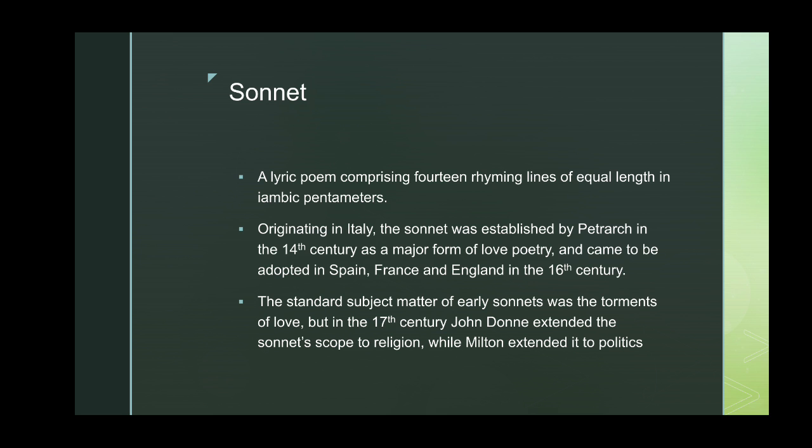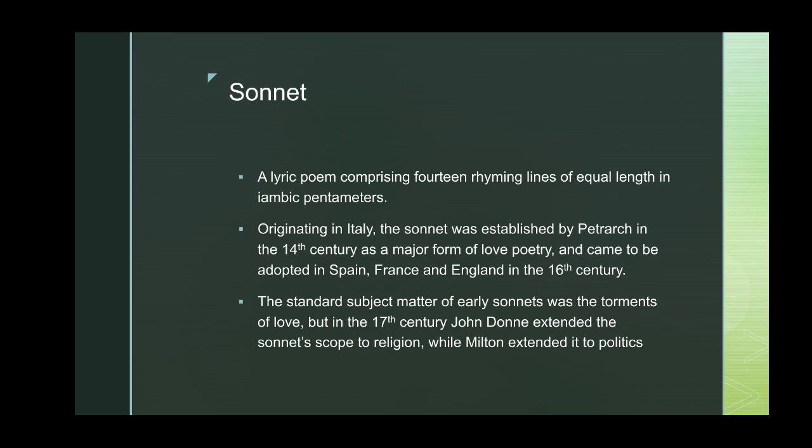Petrarch has written sonnets in order to express his love for Laura. Afterwards, in England, it was introduced by Sir Thomas Wyatt and Henry Howard in the 16th century. Now, if we talk about the English form of sonnet, these 2 courtiers, Thomas Wyatt and Earl of Surrey, they both were young courtiers at the court of Henry VIII. And Thomas Wyatt visited Italy in 1527. And there he was deeply influenced by Petrarch's mastery over verse and his expression of courtly love.